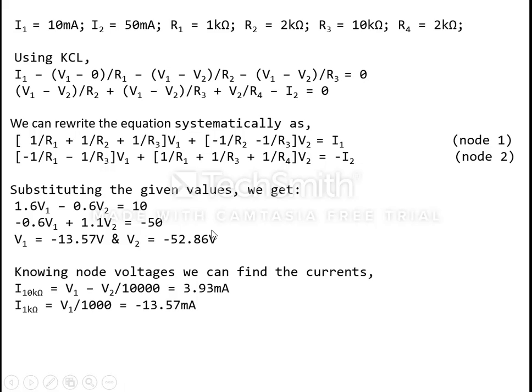If you know the voltages, you can easily find the current by using Ohm's law, that is V is equal to IR. So by doing that, you get I is equal to 3.93 mA, and I is equal to minus 13.57 mA. So that's the answer for the first question.